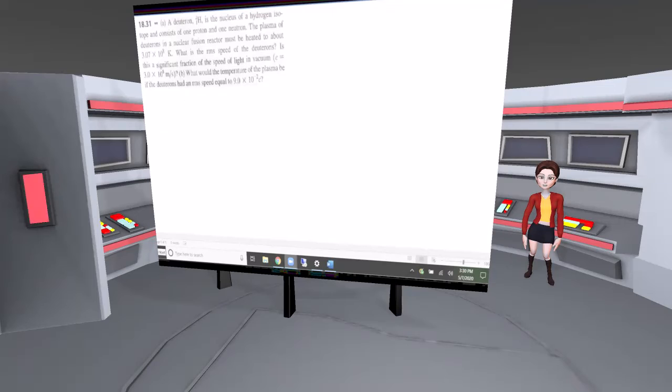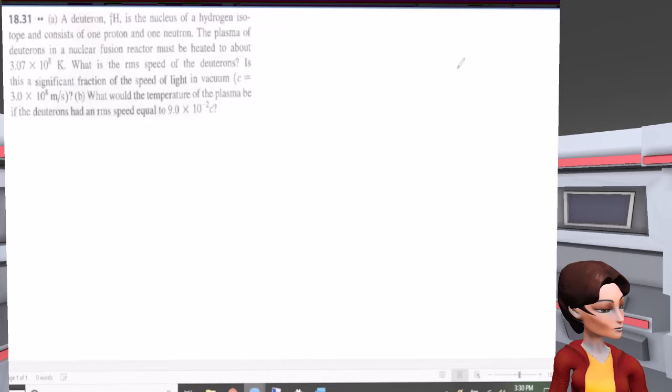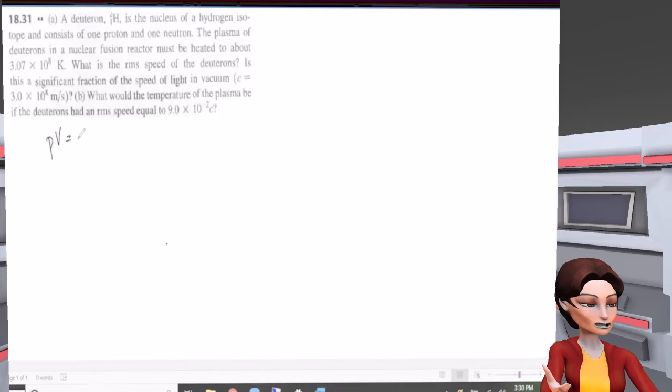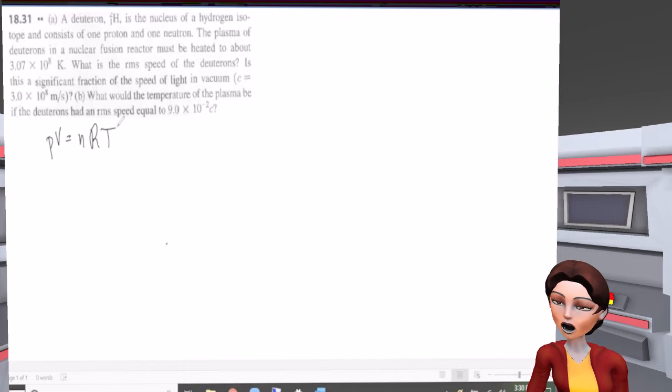So in Chapter 18 now, Dr. Baumeister's Physics 2 class, studying the thermal properties of matter, and we want to look at an application of the ideal gas law, the equation of state for an ideal gas, PV equals nRT, in the kinetic molecular model of an ideal gas.